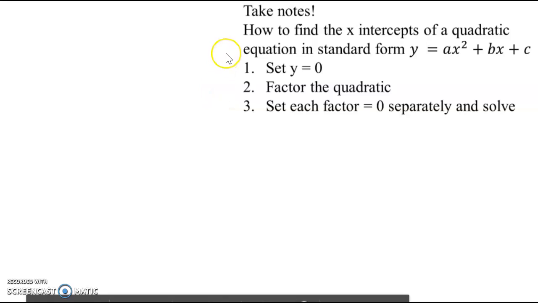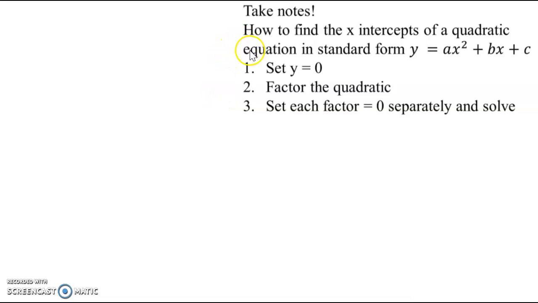So I would like you to take notes on this. How to find the x-intercept of a quadratic equation in standard form, y is equal to ax squared plus bx plus c. So the steps are: first, you need to set y to be 0 in this equation, then factor the quadratic, then set each factor to be equal to 0 separately, and then solve.